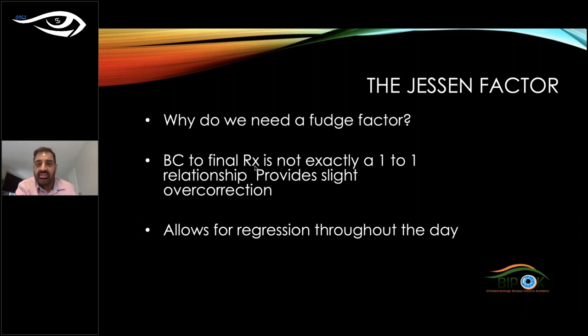So we have to understand that if you do a one-to-one ratio, your RX, what you flatten, will finish earlier and therefore regress. So you need to make sure the regression occurs when the patient has gone home to bed, before the regression takes place.